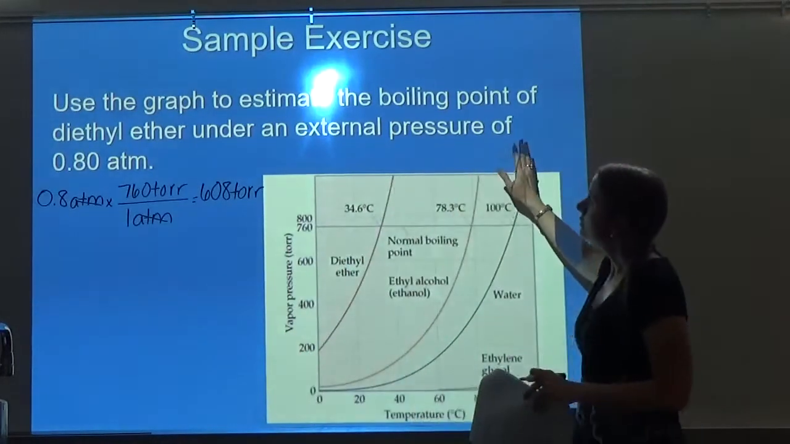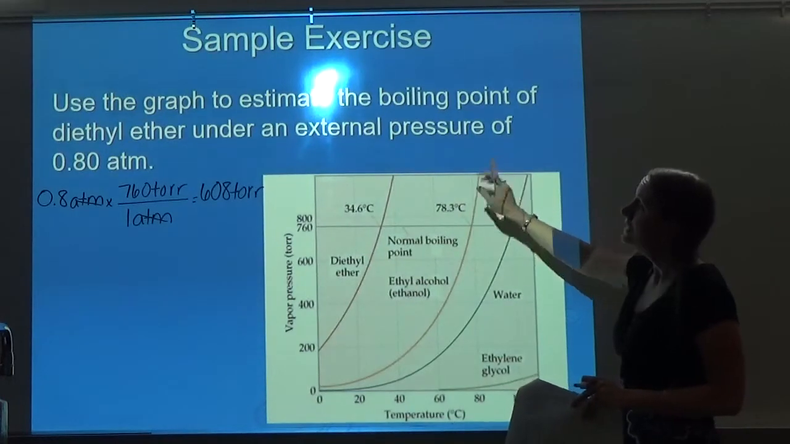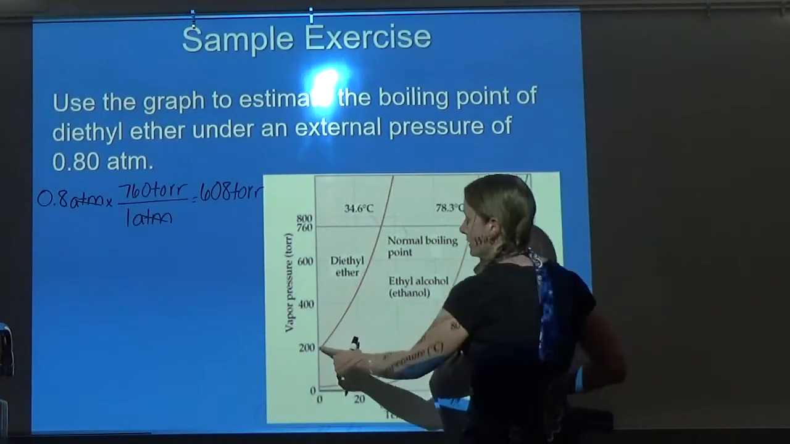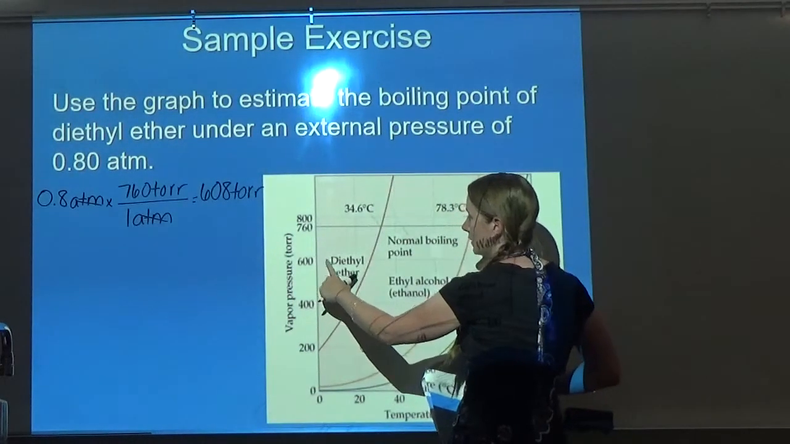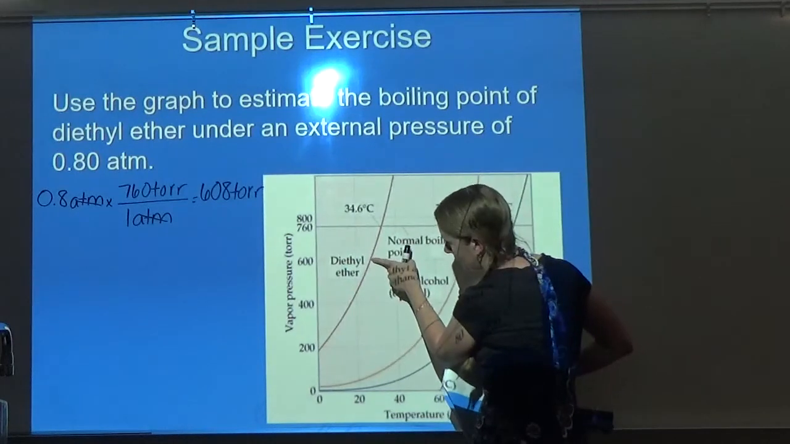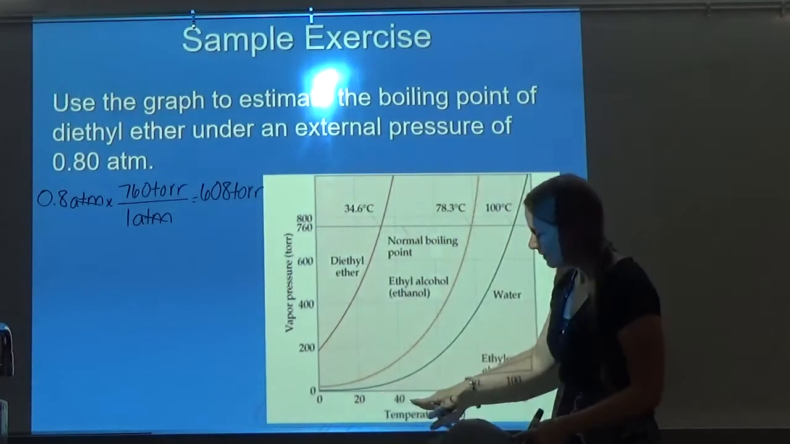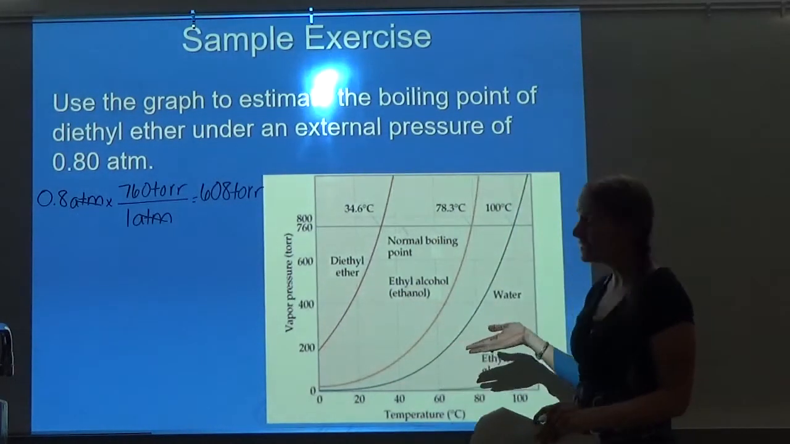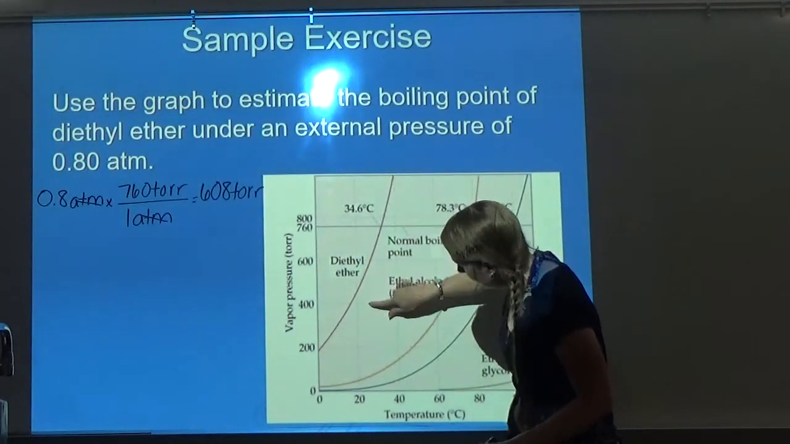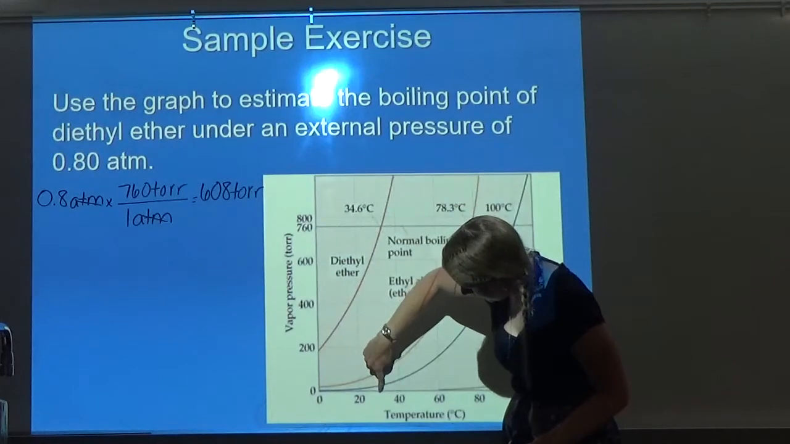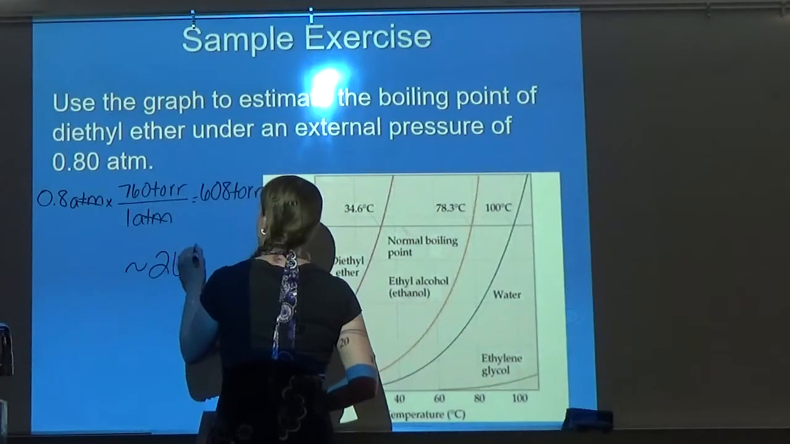So we are using the graph to estimate the boiling point of diethyl ether under an external pressure of 608 torr. Here's diethyl ether, it's my first line. Here's 600 torr, so I just go a little above it. So I'm right here, and then I just come down. And so we're in between 20 and 40, but we're not quite halfway at 30. So I predicted about 26. When I came down, I said, okay, we're not quite halfway, but we're about halfway to halfway. So I said approximately 26 degrees Celsius.